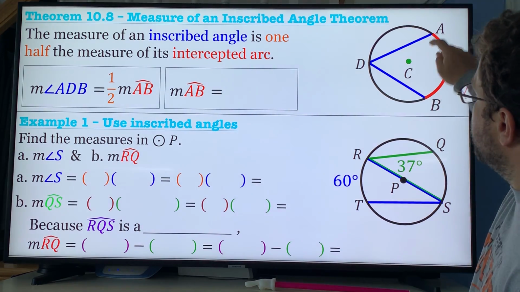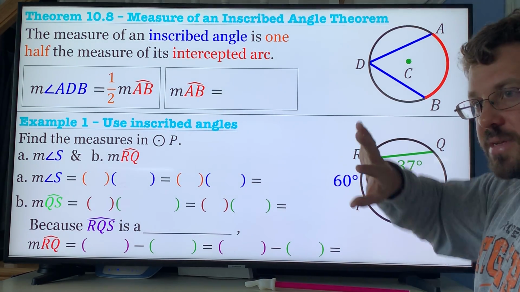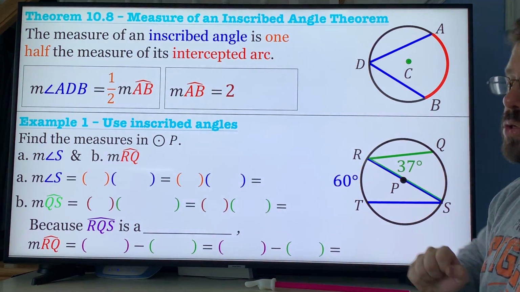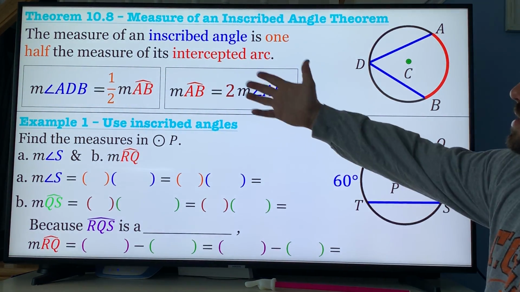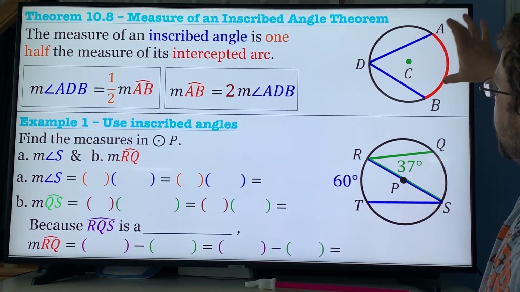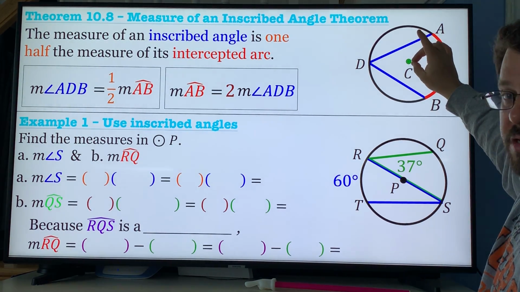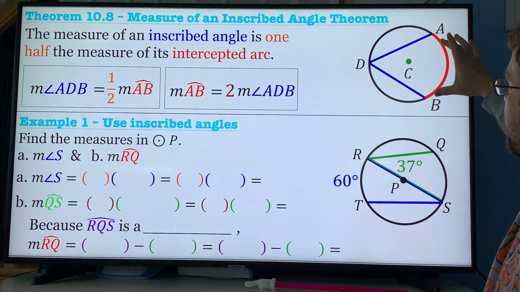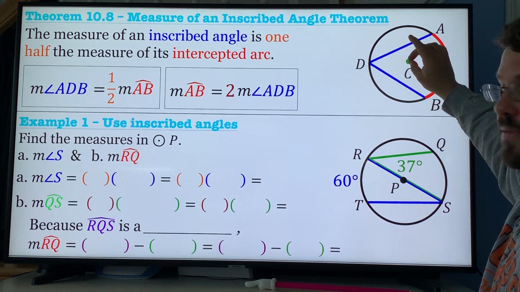Conversely, the measure of this arc is what related to the measure of the angle? What's the opposite of 1/2? Boom, 2 times the measure of the angle. This is the key here. 1/2, 2. Angle, 1/2 of arc, arc twice as much as angle. Remember, the arc is equal to the central angle. These are equal, central angle, arc. So that means that the inscribed angle is also half of the central angle.